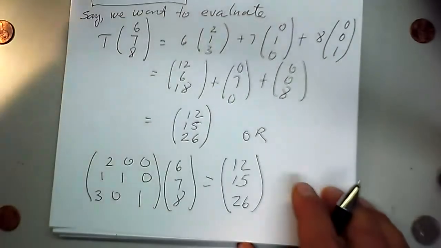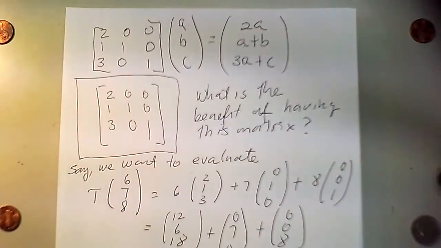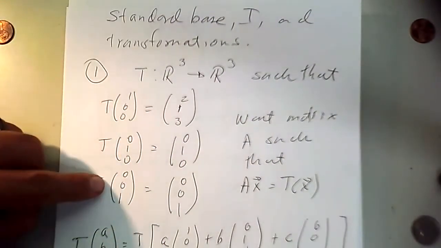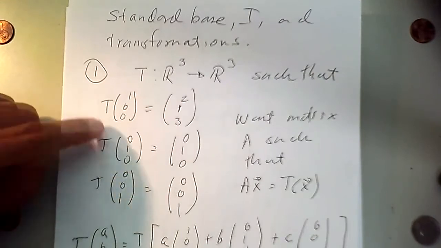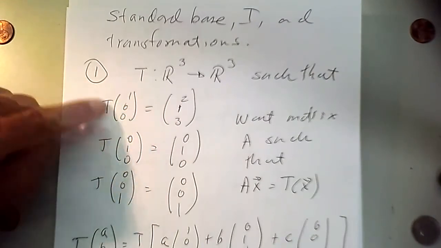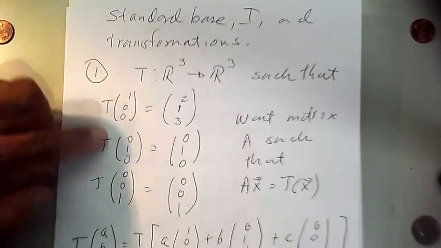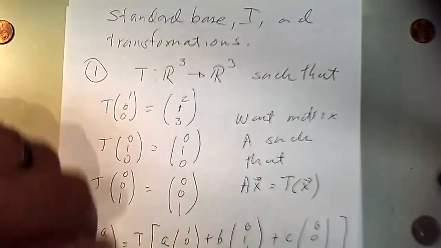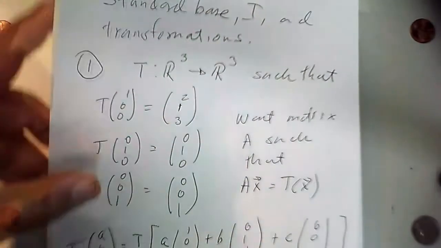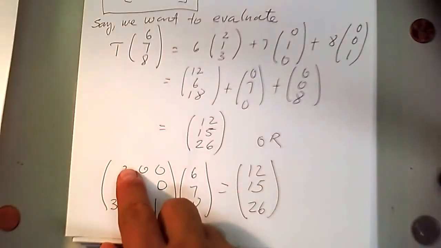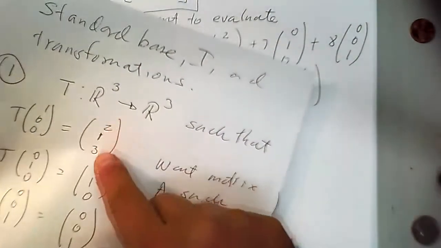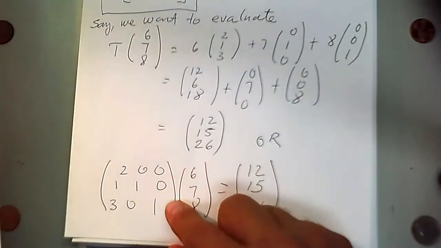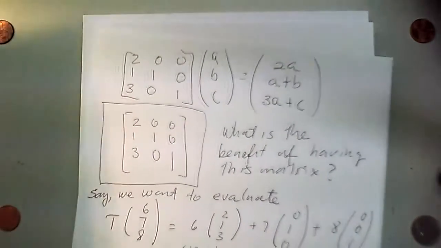Okay. Generally speaking, if you are given the base elements and the image of the base elements, the transformed base elements, then the matrix is very, very easy, because the matrix will invariably be those vectors themselves. See, 2, 1, 3, 0, 1, 0, 0, 0, 1. So let's do a second example.